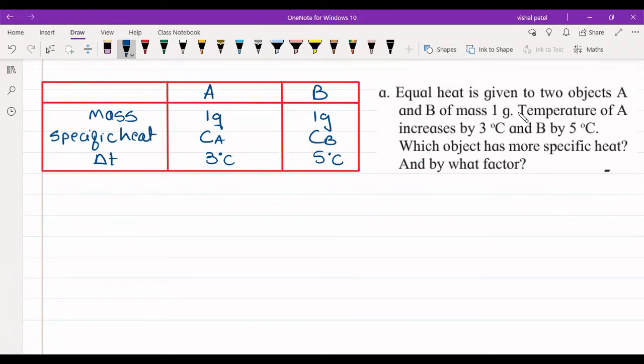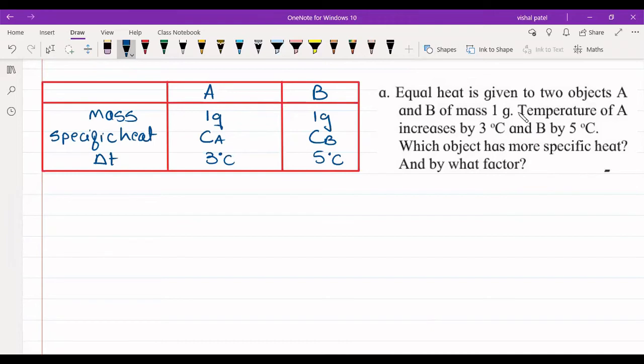Again, students, it is all about making correct tables. So I have made a table, if you can see. Equal heat is given to both the objects. Object A, object B, both have mass 1 gram, and the change in temperature is directly given, 3 degrees and 5 degrees.